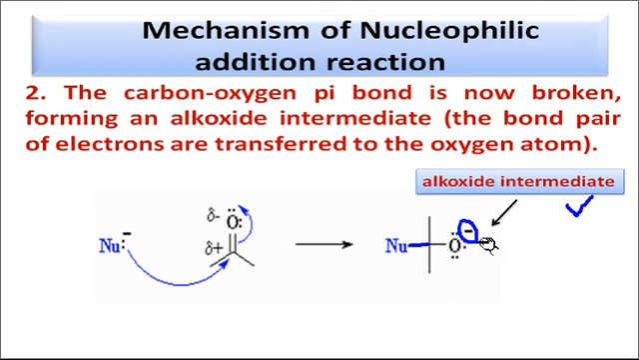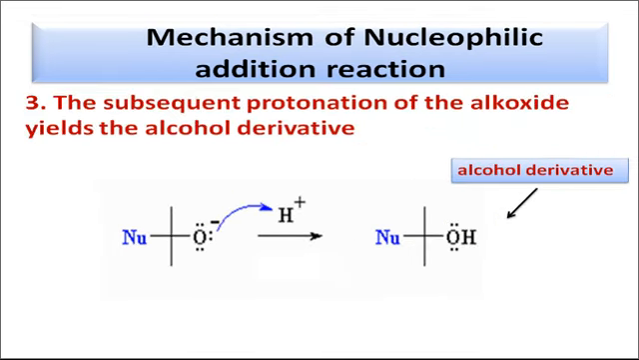So this is the alkoxide intermediate. In the third step, the subsequent protonation of this alkoxide yields the formation of the alcohol derivative. Now the proton from the solution attacks this negative oxygen atom and forms a bond with the oxygen. This results in the formation of the alcohol derivative.